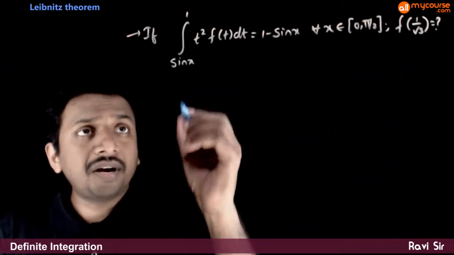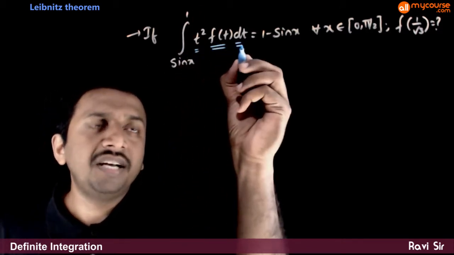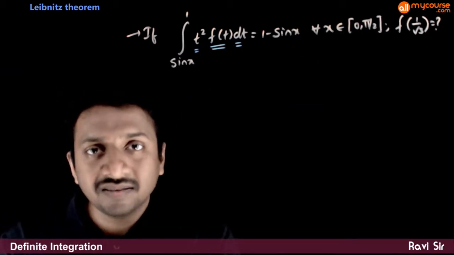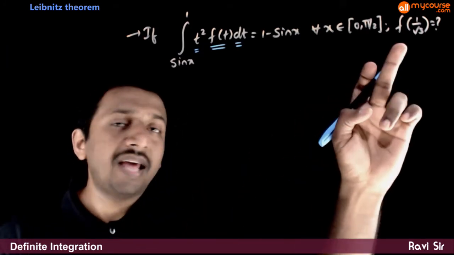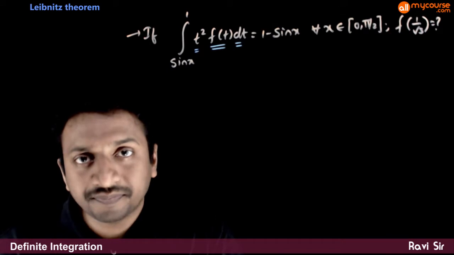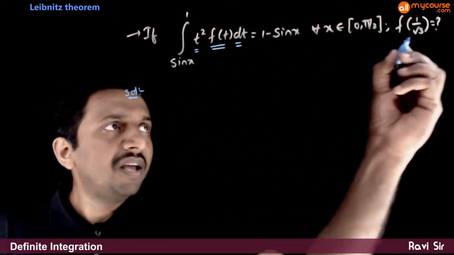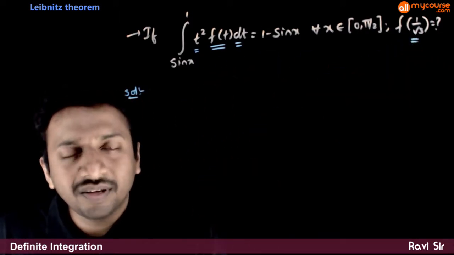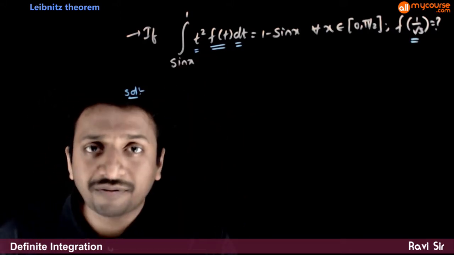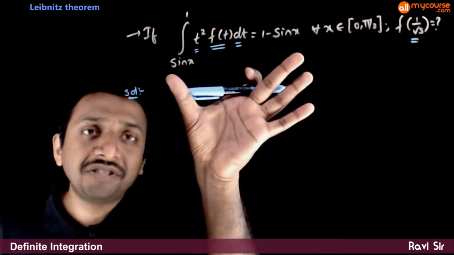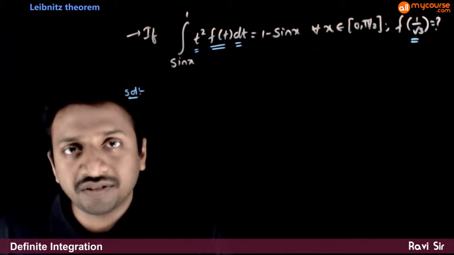In this question, you're given that if integration sin x to 1 t square f of t dt is equal to 1 minus sin x for all x belongs to 0 to pi by 2, then f of 1 by root 3 is equal to how much? So first, if I want f of 1 by root 3, if I find f of x, that will be very easy. So I'll try to find f of t. For that I'll differentiate this equation on both sides, because this is equal to this. The differentiation of this should be equal to the differentiation of this.